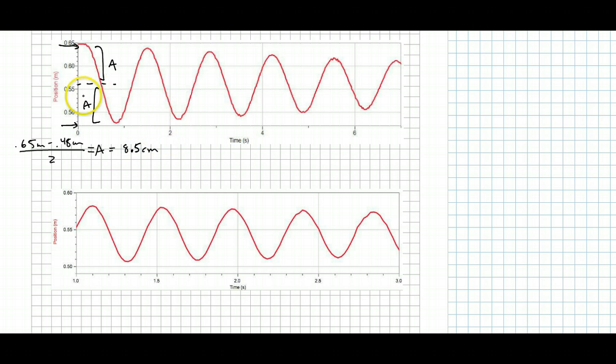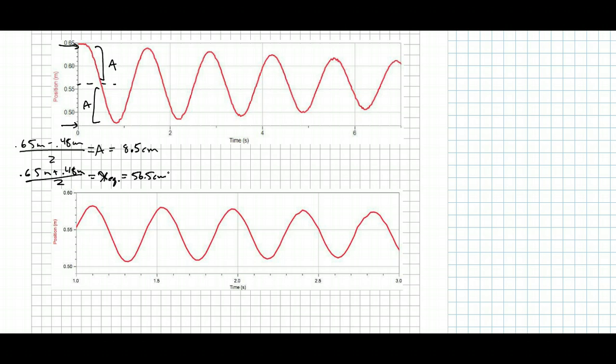Okay, so the equilibrium point is the point in the middle of the motion, the point which is oscillating around. So we can find that in a few ways. Once we have the amplitude, we could just add or subtract from the bottom. If we don't, though, what we're talking about is really the average of the top position and the bottom position. That's our equilibrium point, and that looks like about 56.5 centimeters on the graph.